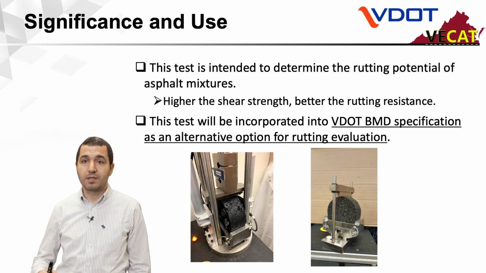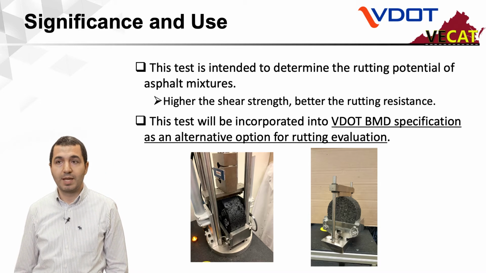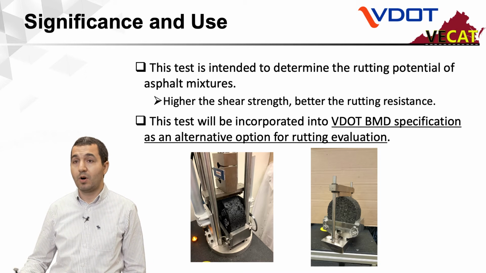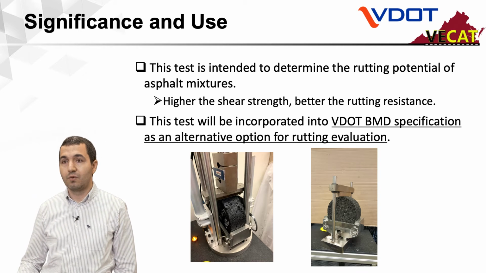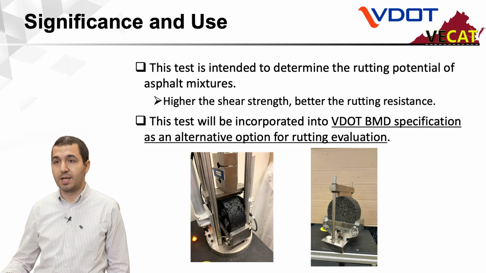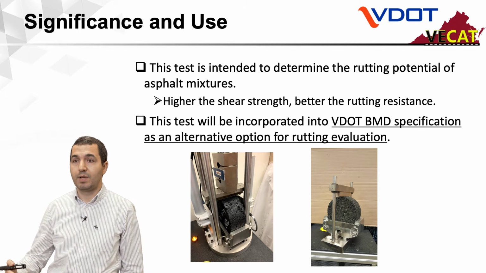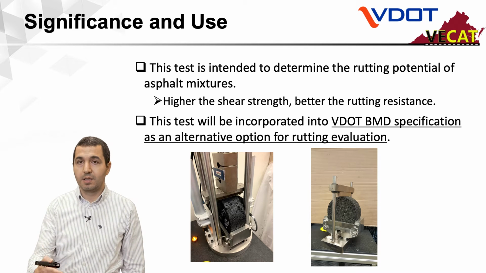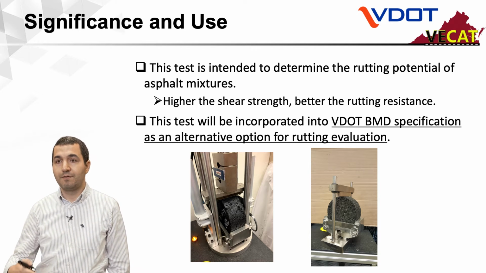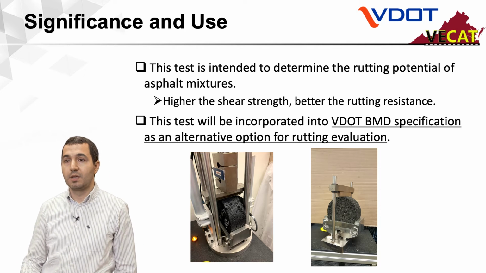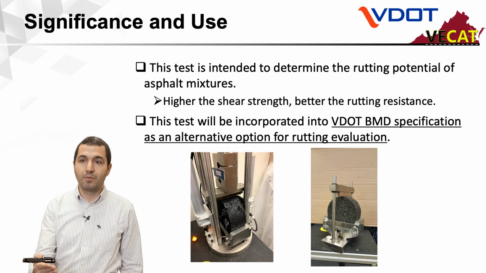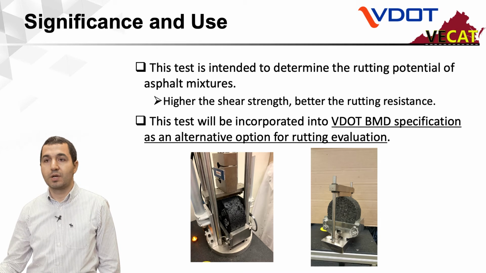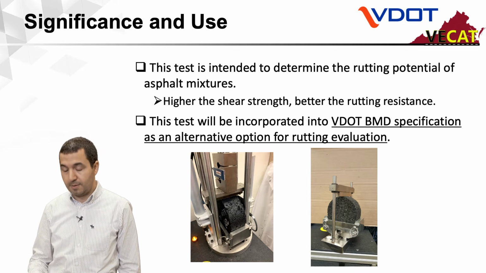As I indicated, this test will be incorporated into the VBMD specification as an alternative option for rutting evaluation. So you would have three different rutting tests in the VBMD spec: the APA test, the IDT high temperature test, and the IDEAL-RT test. You would have flexibility to choose from these tests to design your mix, evaluate your production, and then submit it to VDOT.